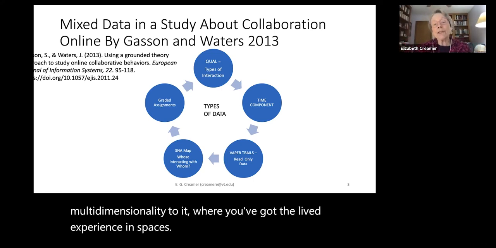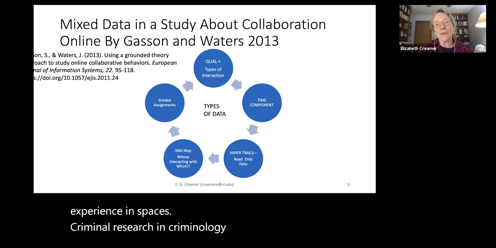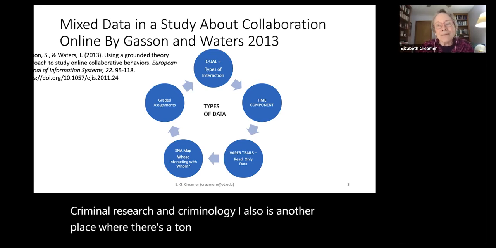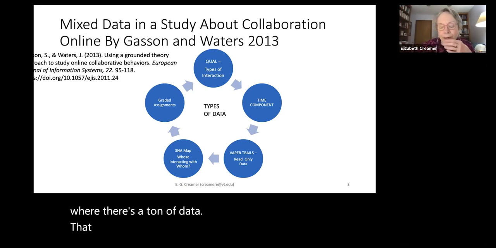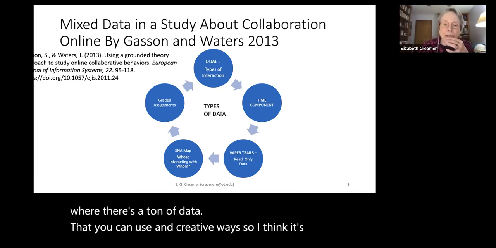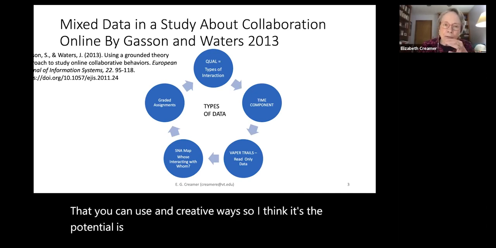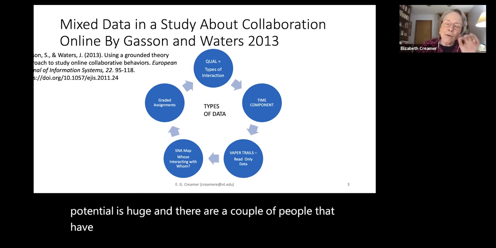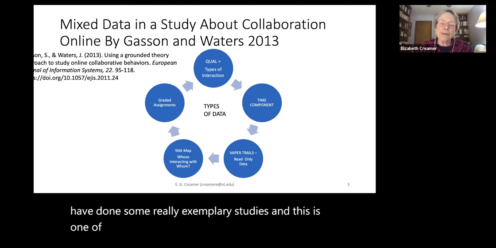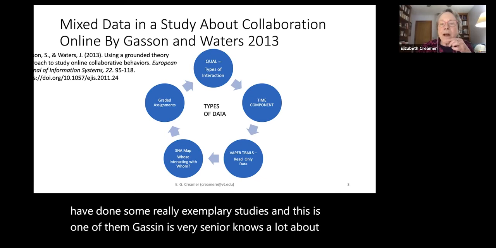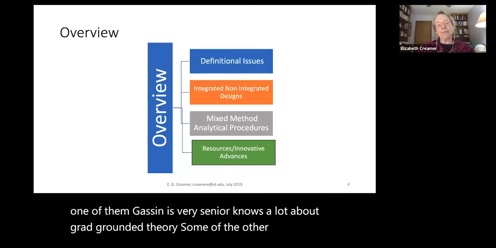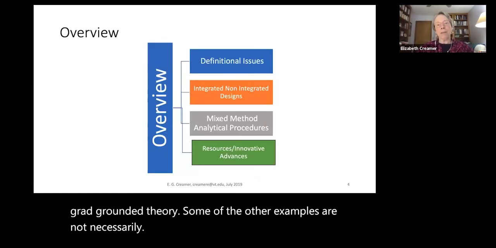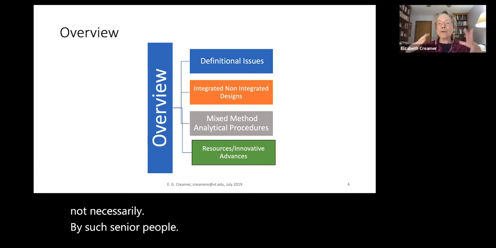Research in criminology is another place where there's a ton of data that you can use in creative ways. So I think the potential is huge. A couple of people have done some really exemplary studies, and this is one of them. Gasson is very senior and knows a lot about grounded theory. Some of the other examples are not necessarily by such senior people. So I was trying to do a little bit for everybody in this presentation.